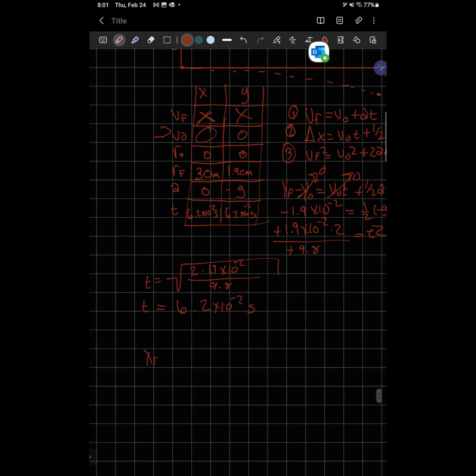So x final minus x initial is equivalent to v naught t plus 1/2 a t squared. So x final minus 1/2 a t squared, then I'm going to divide by t, is equivalent to my initial velocity. And I don't have to care about y either, because I know that my initial velocity was all in the x.